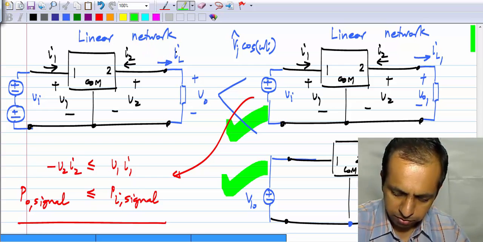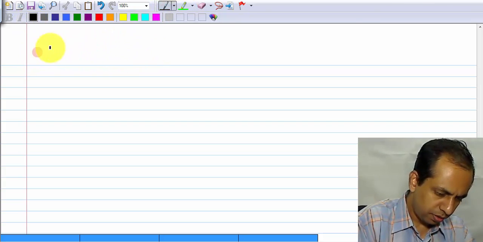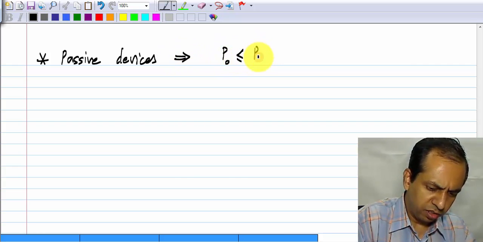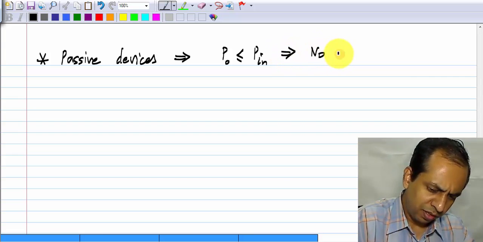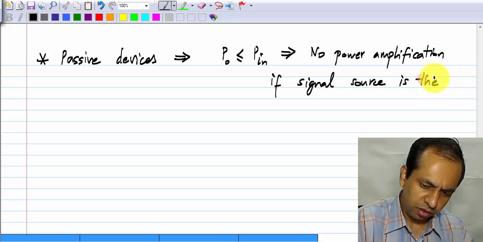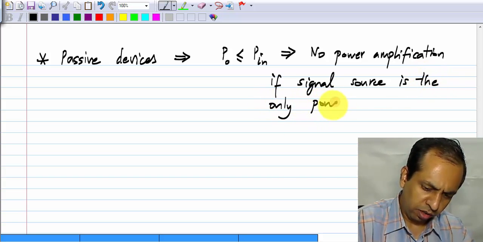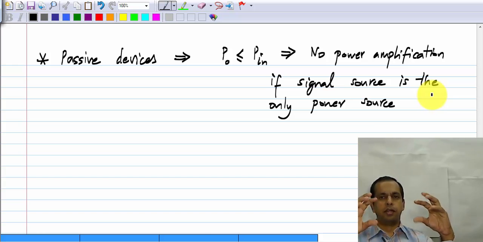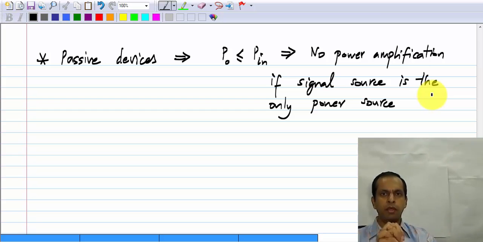So, to conclude, passive devices mean P out less than or equal to P in. Which means no power amplification if the signal source is the only power source. That is, if you have a box with an input and an output, and the input consists only of the signal source, the output power has got to be less than what is being delivered by the signal source.